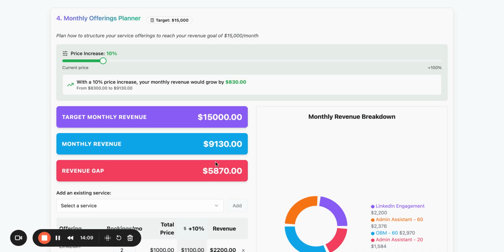But as you can see, we still haven't bridged our gap. So if we're only going to rely on price increases, what is it going to take for us to bridge the gap? So let's test that.